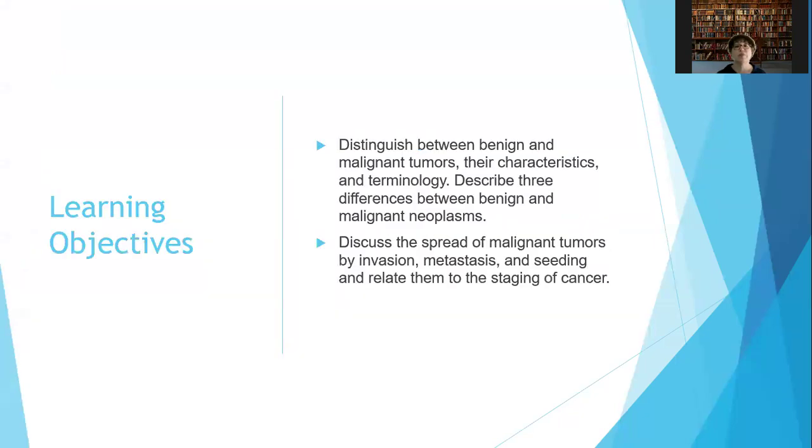So the learning objectives for this section are distinguishing between benign and malignant tumors and how malignant tumors spread by invasion, metastasis, and seeding, and relating them to the staging of cancer. That's one of the ways they stage: by whether or not it's metastasized, how many nodes there are.